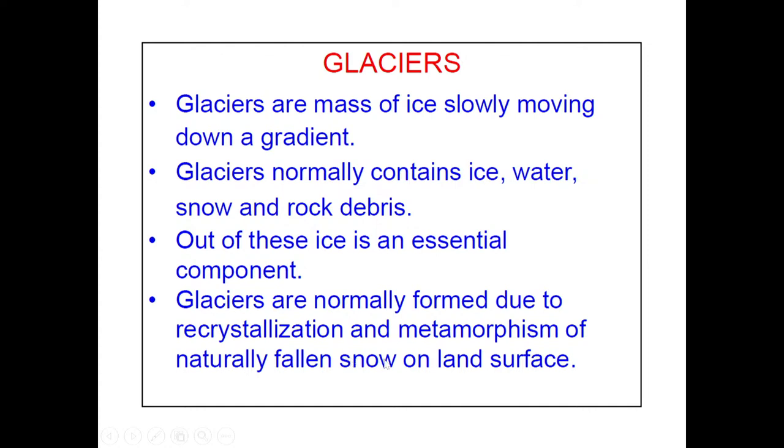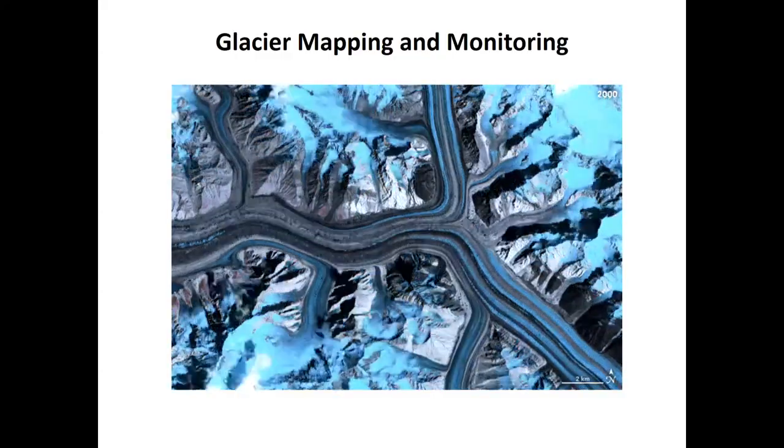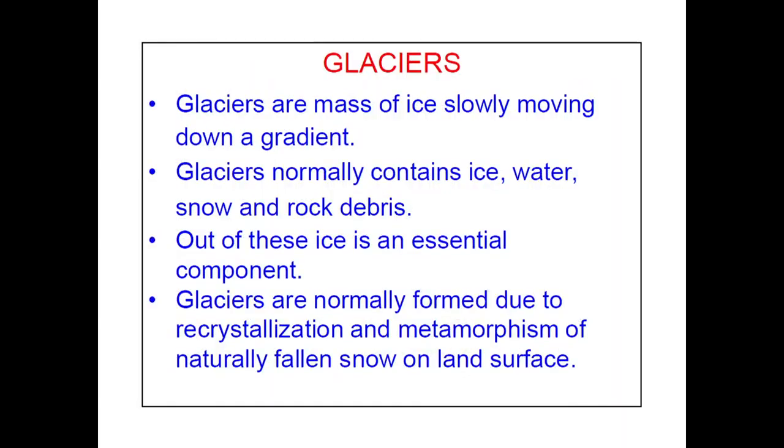the naturally fallen snow. With time, whenever there is a snowfall, due to metamorphism and compaction, recrystallization takes place, and the snow becomes ice. And whenever this mass of ice becomes heavy, it will move slowly down the gradient. This is called a glacier, as I have shown here, moving like a river.